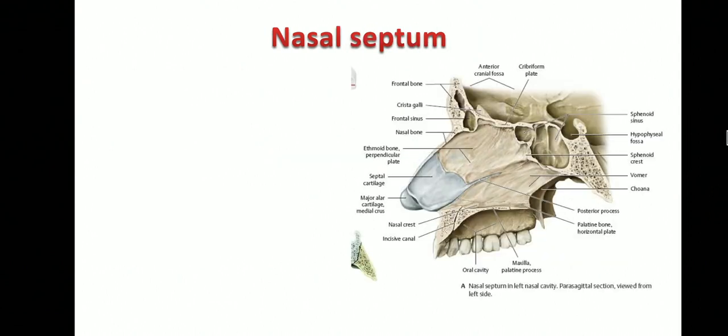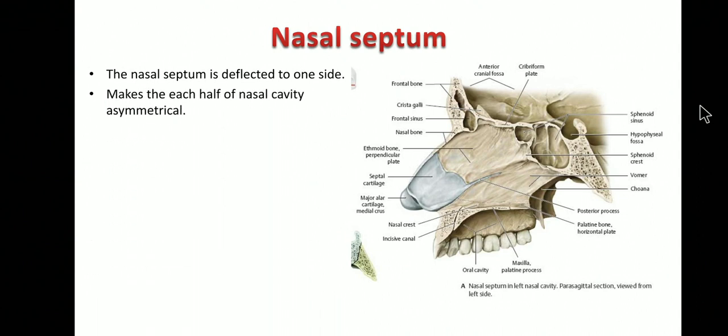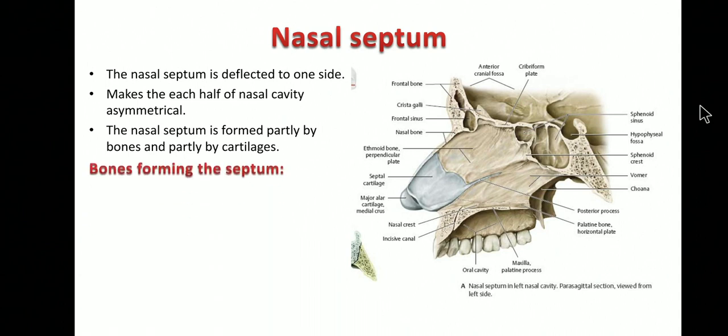So now we will come to the nasal septum, which forms the medial wall. You can consider it as the medial wall. As I told you, it is usually deflected to one side and is not exactly in the median plane. It is mainly made up of bones and cartilages. So what are the bones which are mainly responsible for the formation of the nasal septum?